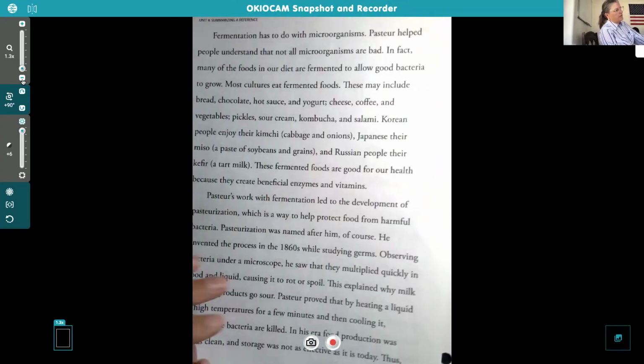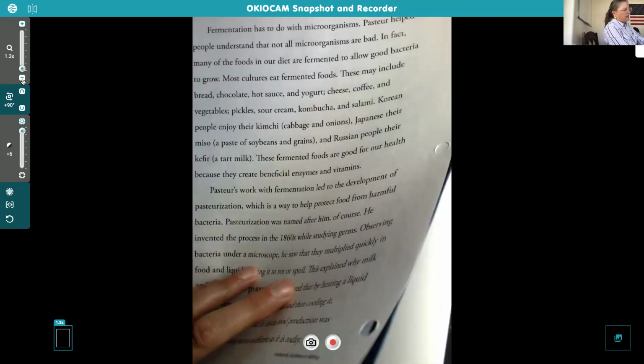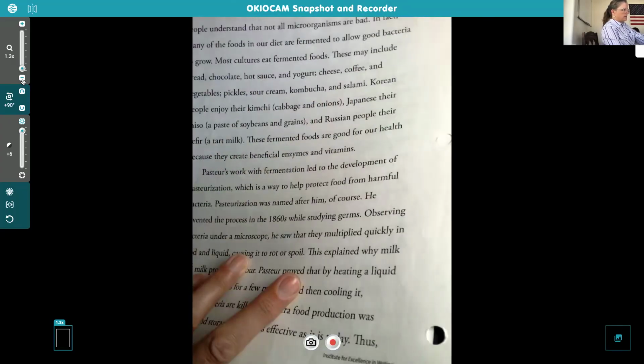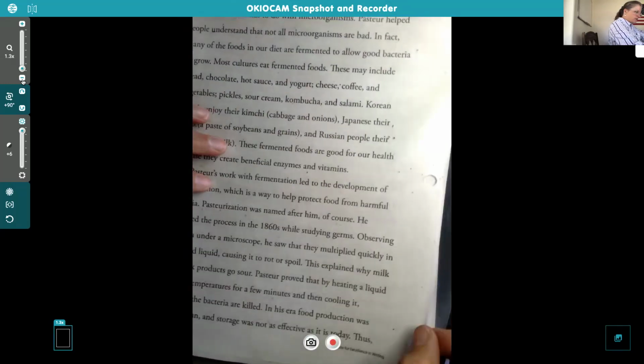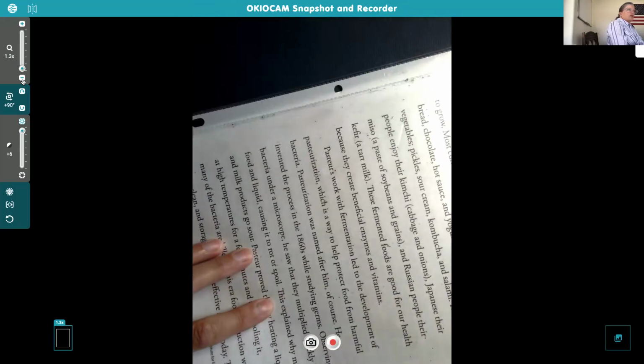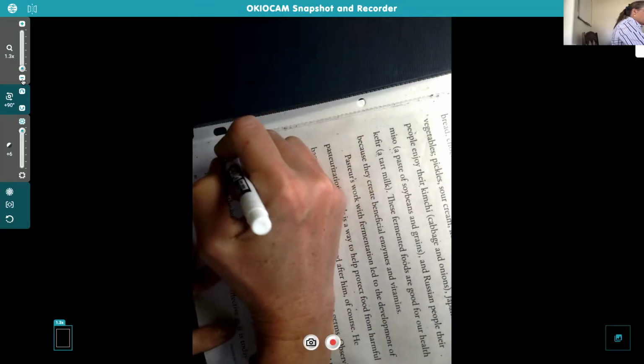That big paragraph, let's put it on page 80. On the side here, we'll use that word pasteurization. But I know some of you have farm animals or know somebody that has farm animals.